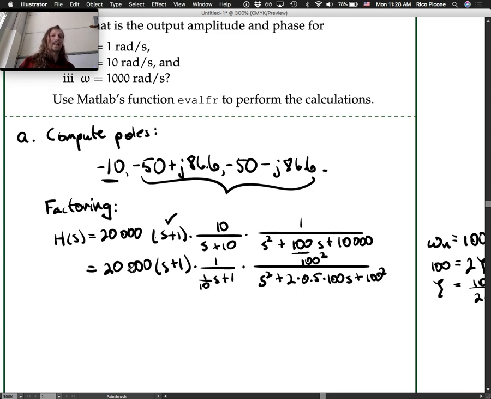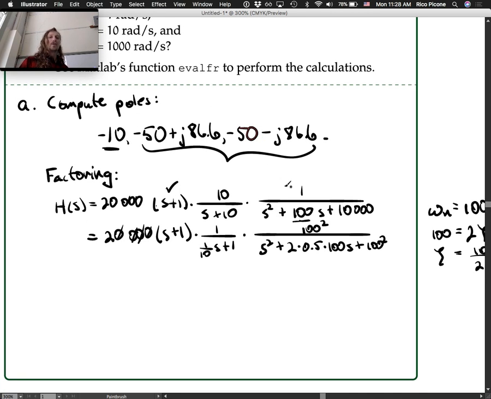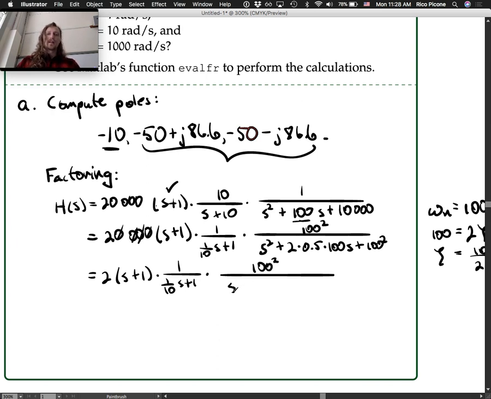That's 4 zeros we need to get rid of. 10,000, so 1, 2, 3, 4 zeros. And we're left with 2 times s plus 1 times 1 over 1 tenth s plus 1 times, we're just rewriting this now, right? 100 squared divided by s squared plus 2 times 0.5 times 100 s plus 100 squared.